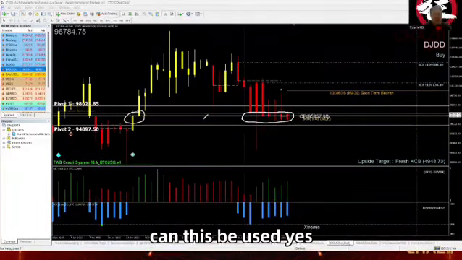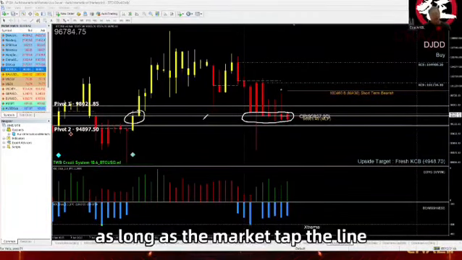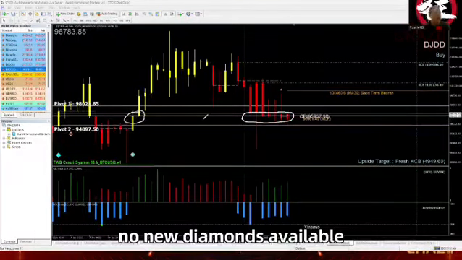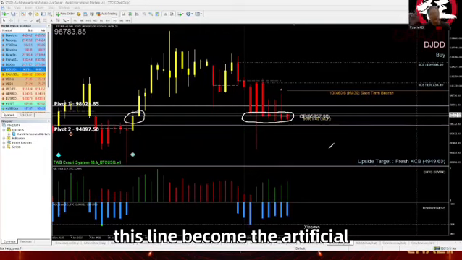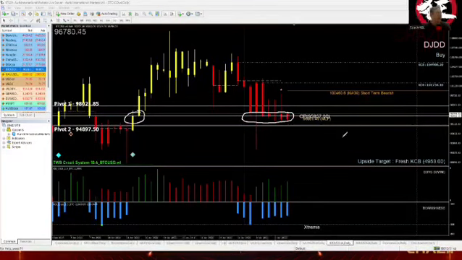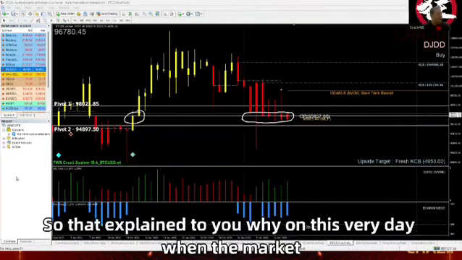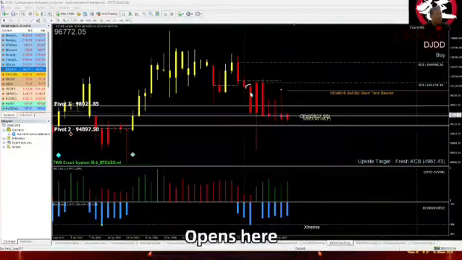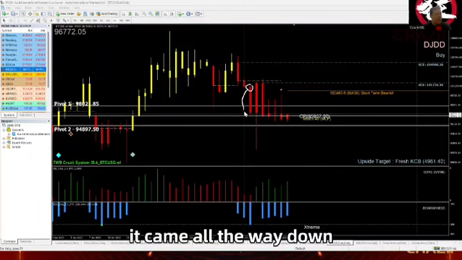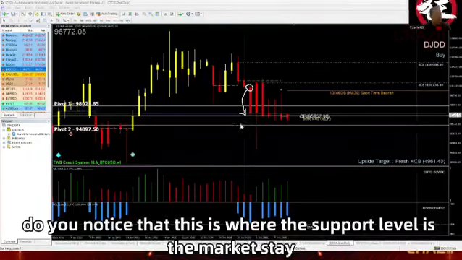Can this be used? Yes. As long as the market taps the line and there are no new diamonds available, this line becomes the artificial support level. That explains why on this very day, when the market opens here, it came all the way down. Do you notice that this is where the support level is? The market stayed there perfectly.